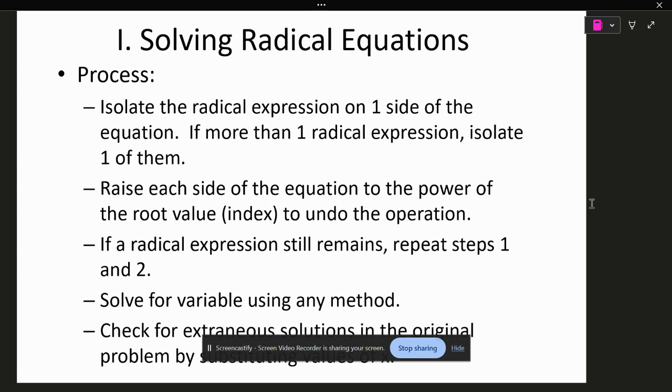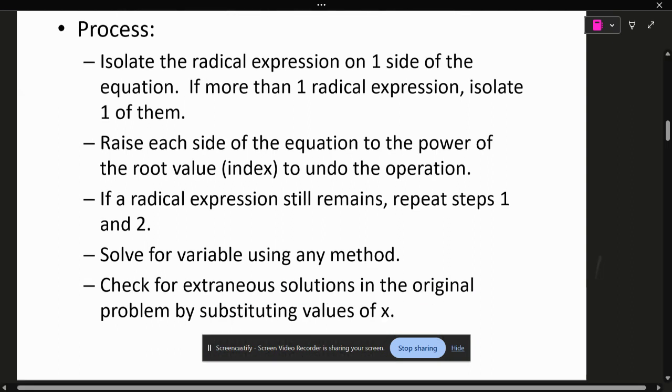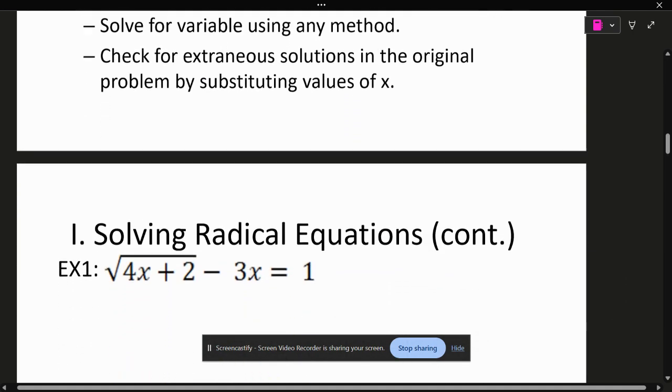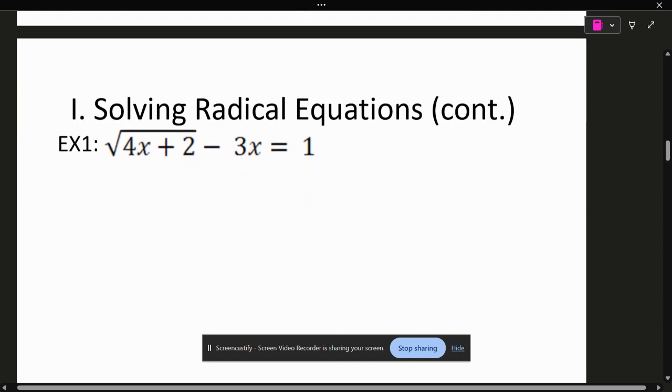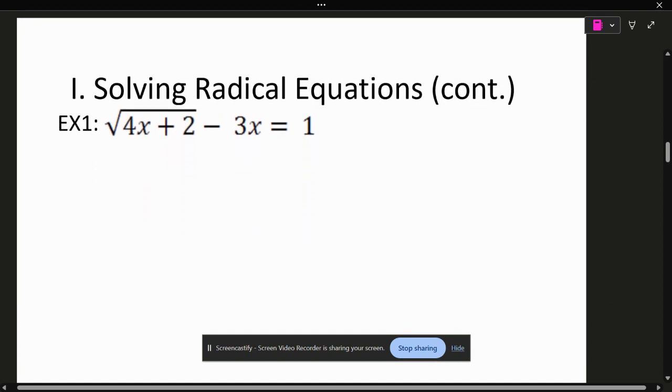And then solve for the variable using any method. Check for extraneous solutions to the original problem by substituting the values of x in. When you get really complicated numbers, like you're going to see with example 1, not super crazy, but a little more than just factoring, it's going to be a little difficult to just check it. Usually it's the whole numbers or the fractions that you might want to check, and it's usually with the inequalities that we do that a lot of the times.